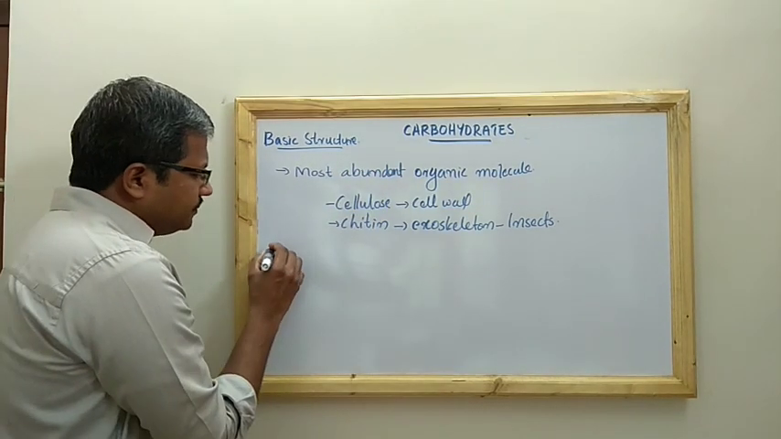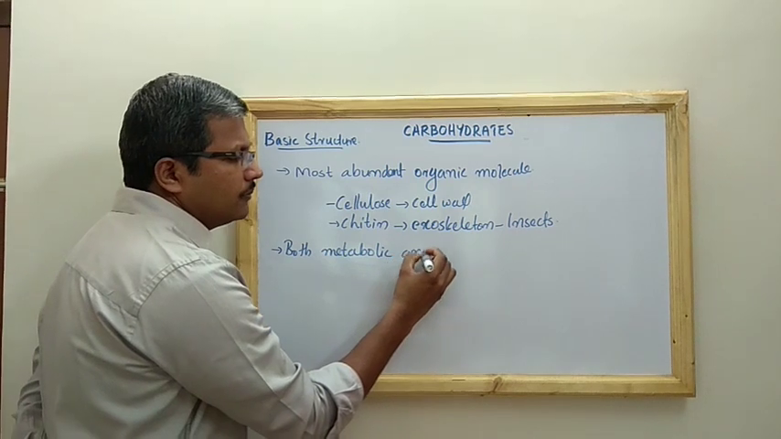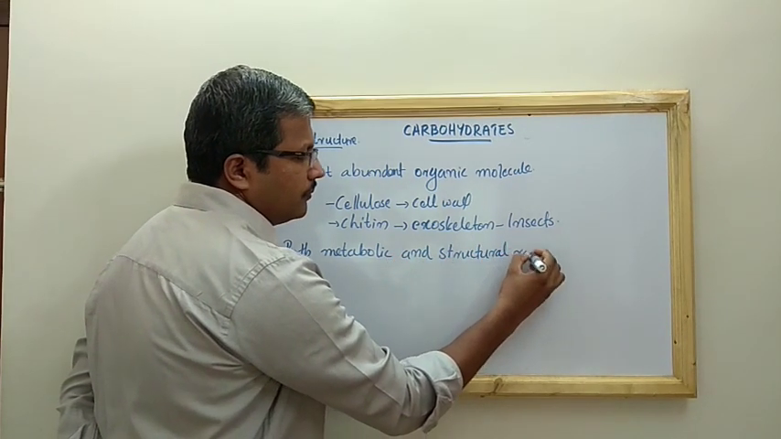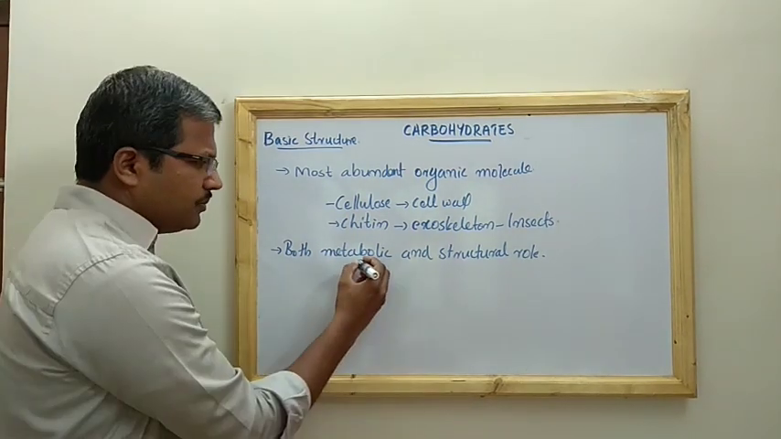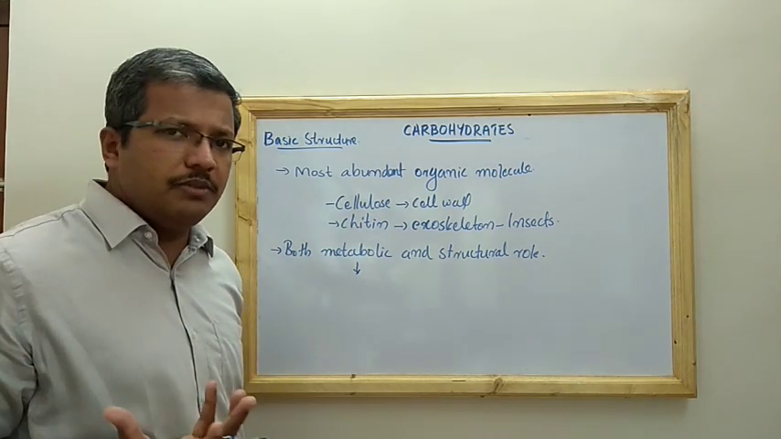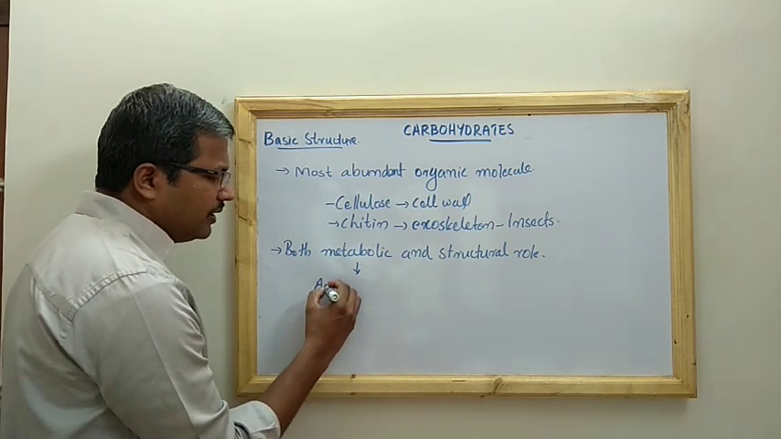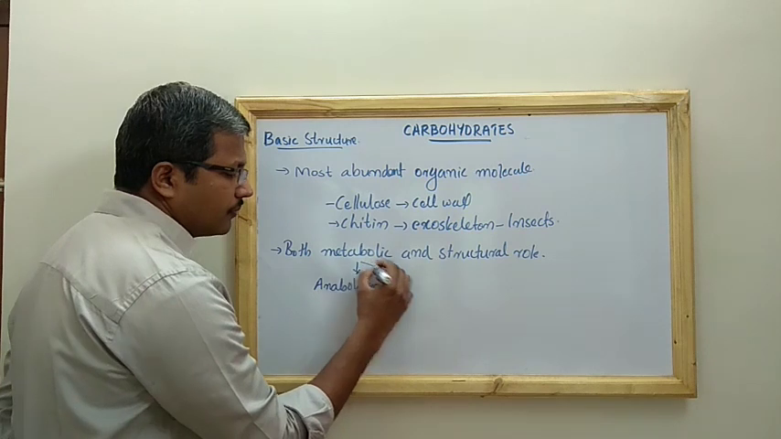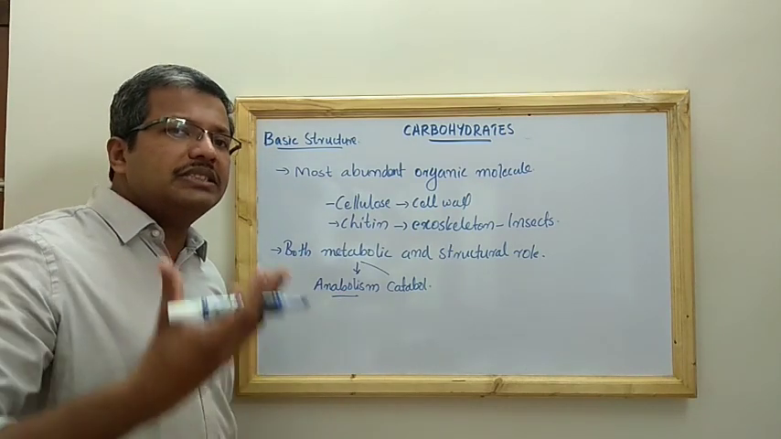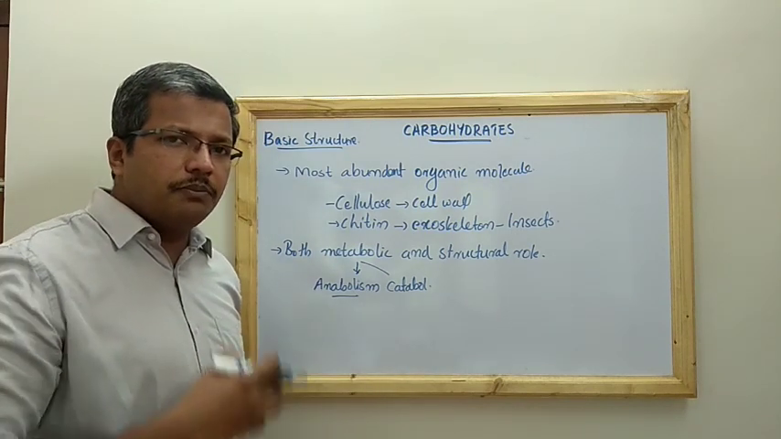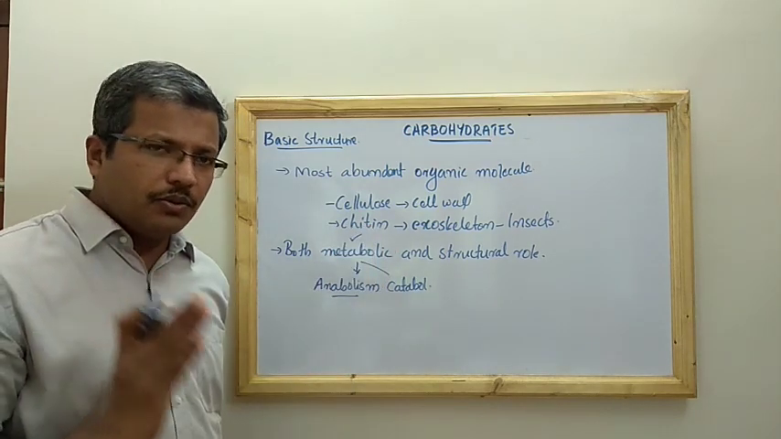Now, carbohydrate plays both a metabolic and a structural role. What is meant by metabolic role? We know that different types of metabolism happen in our body. Metabolism is the overall chemical reactions happening inside your body, which we classify as anabolism and catabolism. Anabolism is a constructive process where molecules are synthesized, and catabolism is the degradative process where molecules are broken down to release energy, and that energy is utilized for continuing life. So carbohydrate plays a major metabolic role.